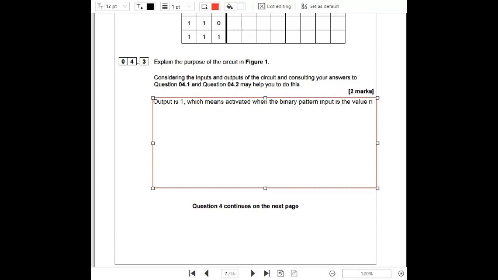They will accept n for qn, so don't worry about that. Or you could have relationship between n and output qn, described in the example. If the input is 0, then the output 0 is on. If the value of input is 1 and 1 is on, and so on. Or they will accept it's a 3-bit binary decoder. Okay? So that is 2 marks right there.